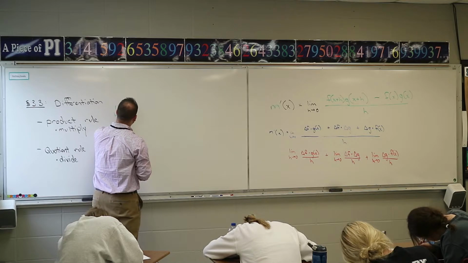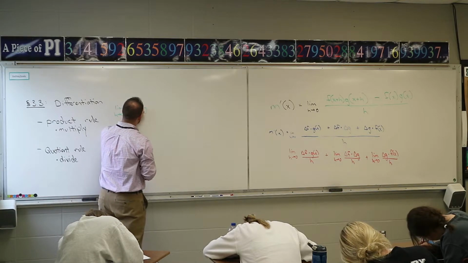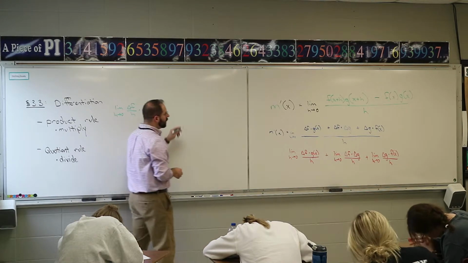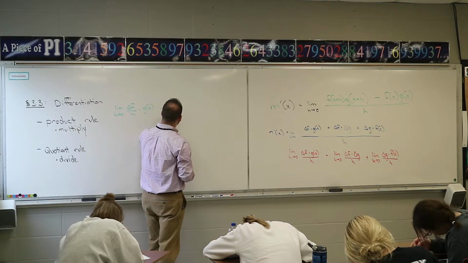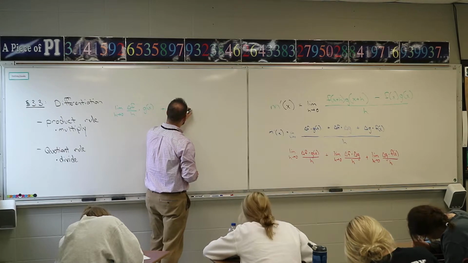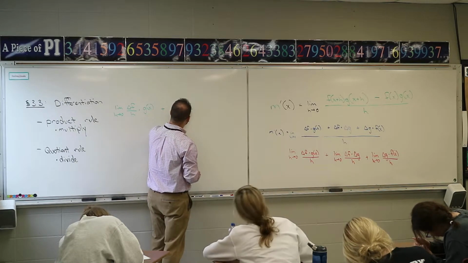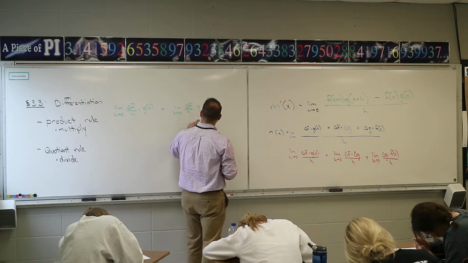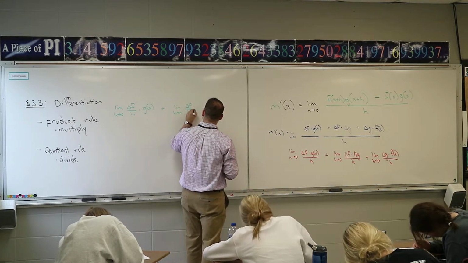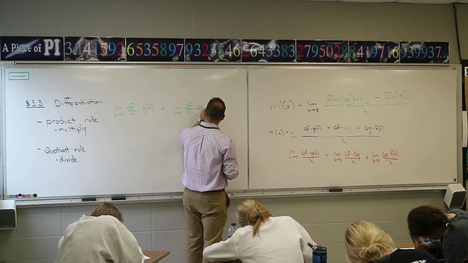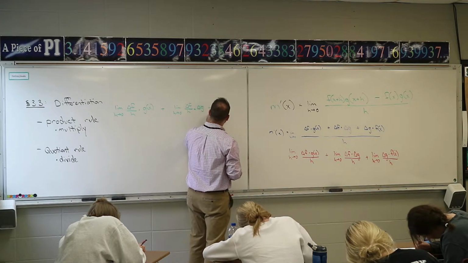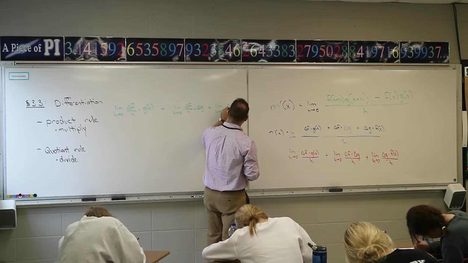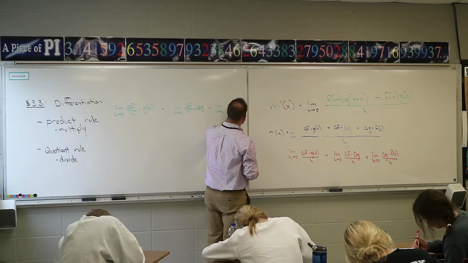So delta f with the h on the bottom times g of x, plus the limit as h approaches 0, I'm going to put the h underneath the delta of f, times delta g, this is the time g, plus, and now I'm trying to make it easy, the limit as h approaches 0 of delta g over h times f of x.